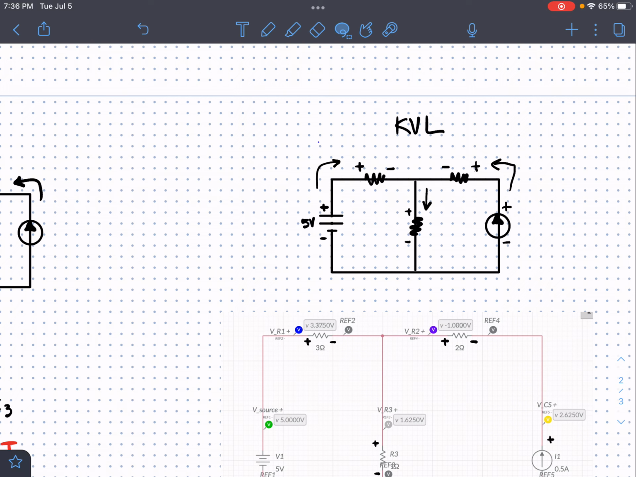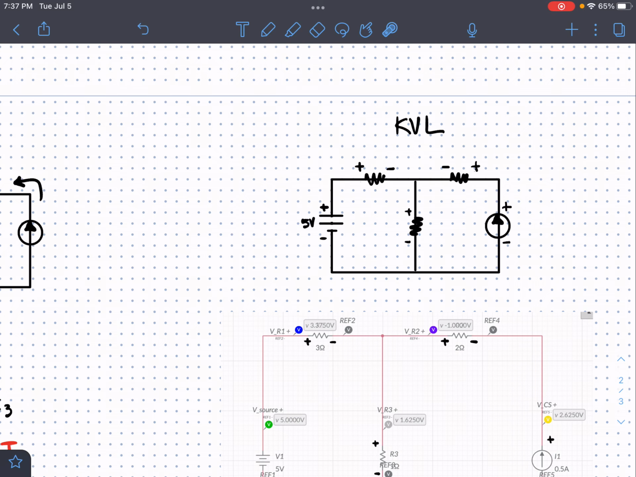In situations where it is not evident which direction the current is going, you're going to make your best guess. And if by the end of the resolution of your circuit, any of these currents give you a negative value, it means that it goes in the opposite direction to the one you assumed at the beginning.